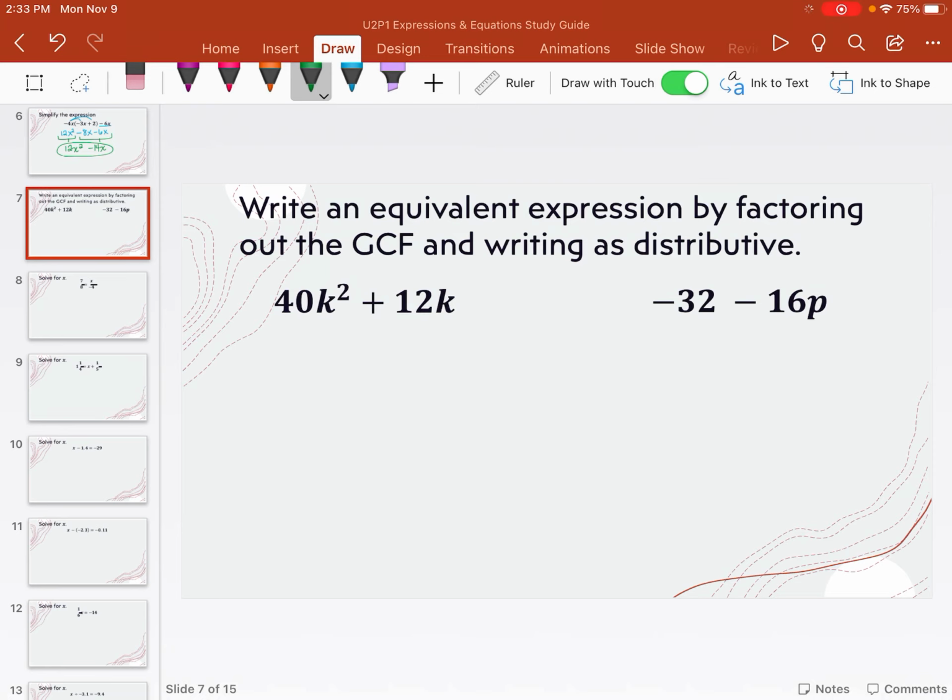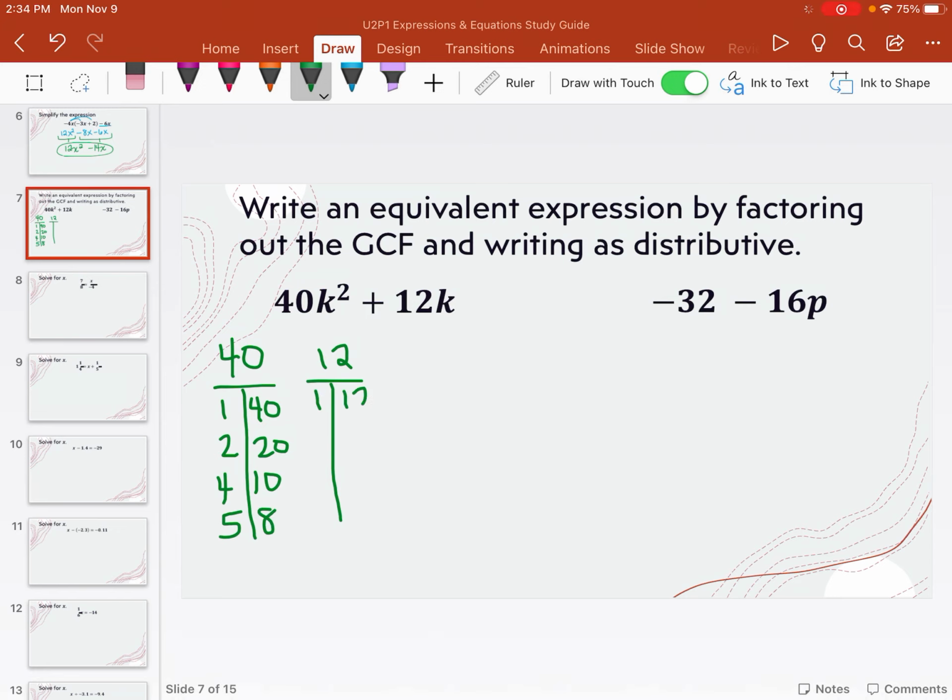So I always like to start with t-charts for my numbers. So I have 40 and 12. So 1 times 40, 2 and 20, 3 doesn't work, 4 and 10, 5 and 8, 6 and 7 don't work, so I'm all done there. Then I've got 1 and 12, 2 and 6, 3 and 4, and I'm all done there. So my greatest common factor here is 4. So I know that that's what number I'm going to put on the outside of my parentheses.